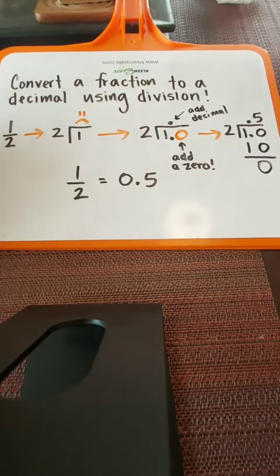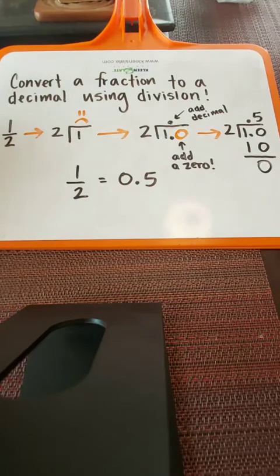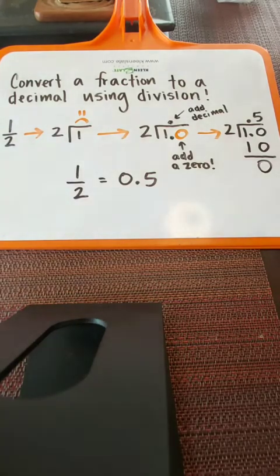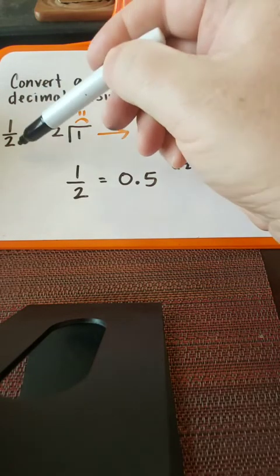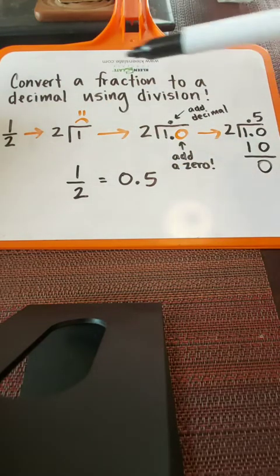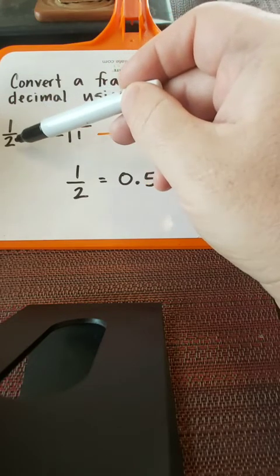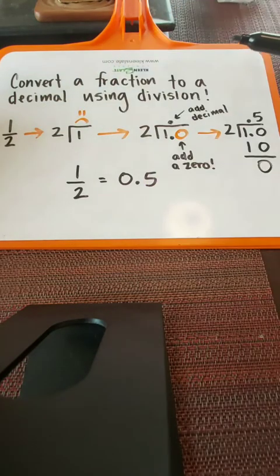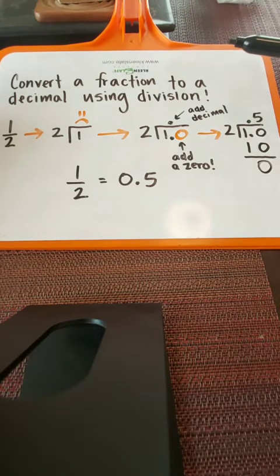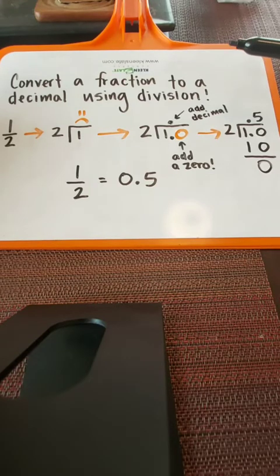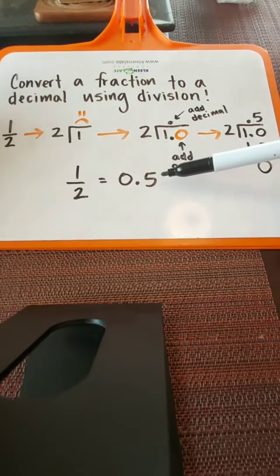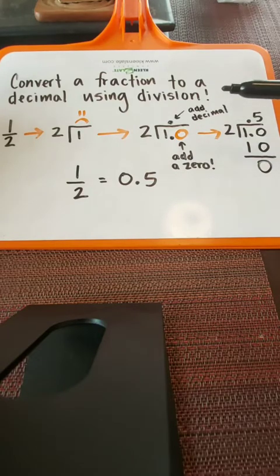Okay, guys, so let's look at how to convert a fraction into a decimal using division. We're going to start with a simple fraction, which is 1/2, known as 1 over 2. When we do 1/2, this is the numerator on the top and the denominator on the bottom. In order to turn our 1/2 fraction into a decimal, which is 0.5, we have to use division.